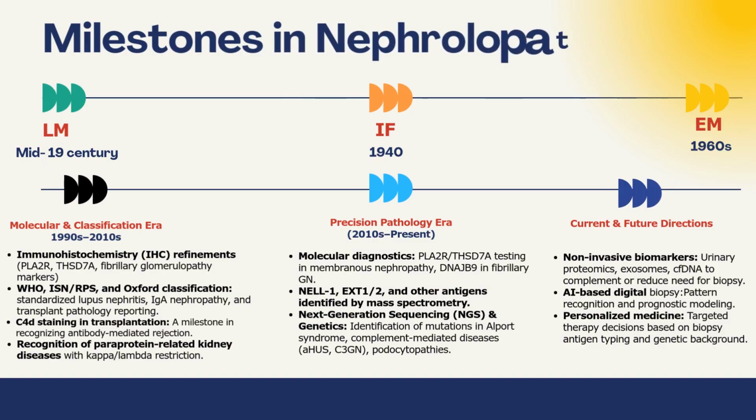The field of nephropathology has evolved through several major milestones. It began in the mid-19th century with light microscopy, which laid the foundation for renal disease diagnosis. The introduction of immunofluorescence in the 1940s and electron microscopy in the 1960s revolutionized our ability to characterize glomerular disease. By the 1990s, molecular tools and refined classifications such as WHO, ISN/RPS, and Oxford further advanced our diagnostic accuracy, including markers like C4d in transplantation and recognition of paraprotein-related kidney disease.